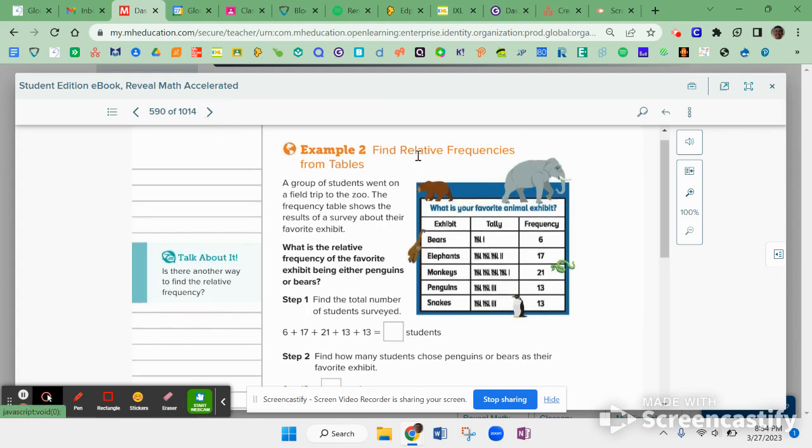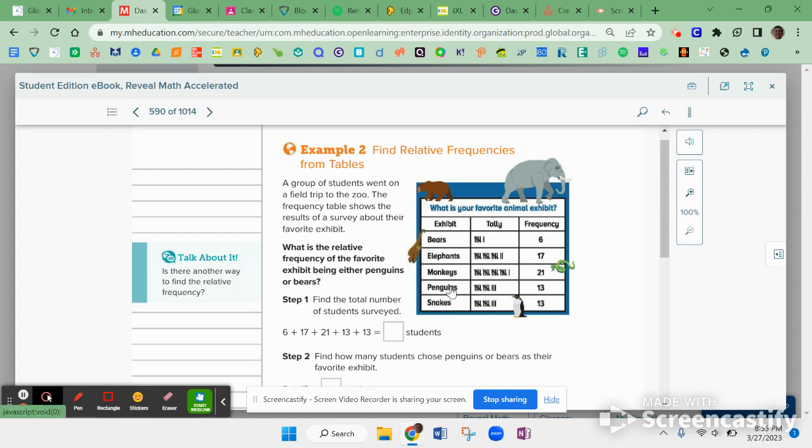All right, we're still rocking relative frequency, but now we're looking at a table and trying to interpret it and find relative frequencies. A group of students went to the zoo, and there was a survey about their favorite exhibit. So what is the relative frequency of the favorite exhibit being either penguins or bears?